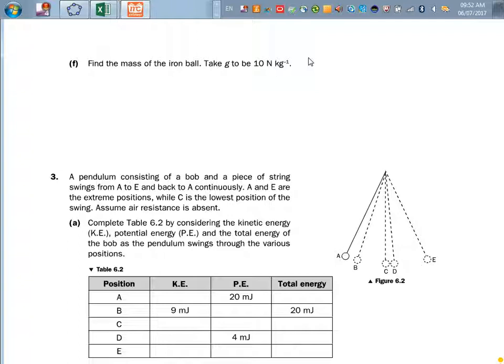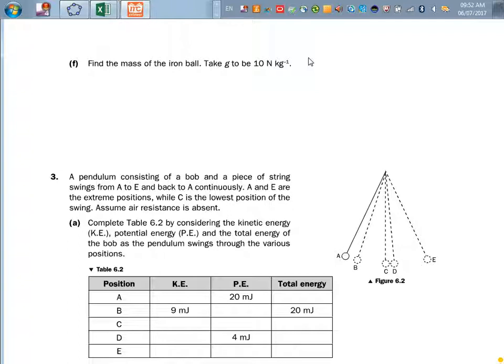You have two options, half mv square and mgh. Which one do you want to use? I think mgh is a more sensible option, because if you want to compare the kinetic energy, you can. But did they tell you the speed? No, they didn't. So you don't know the speed, you don't know the mass, you can't find out the answer.